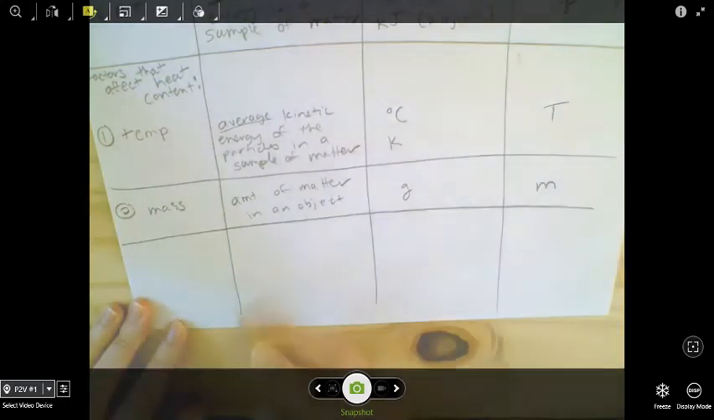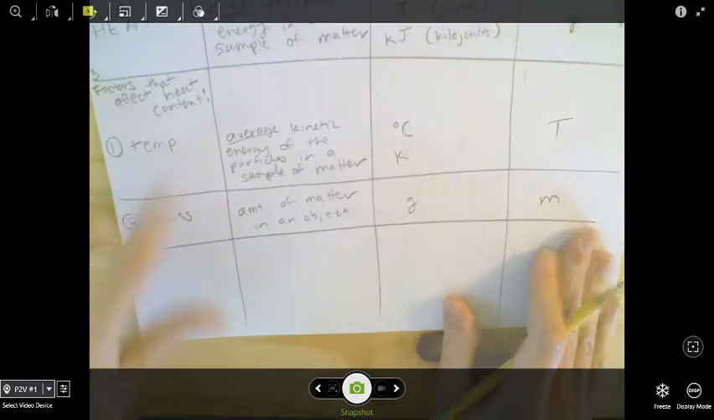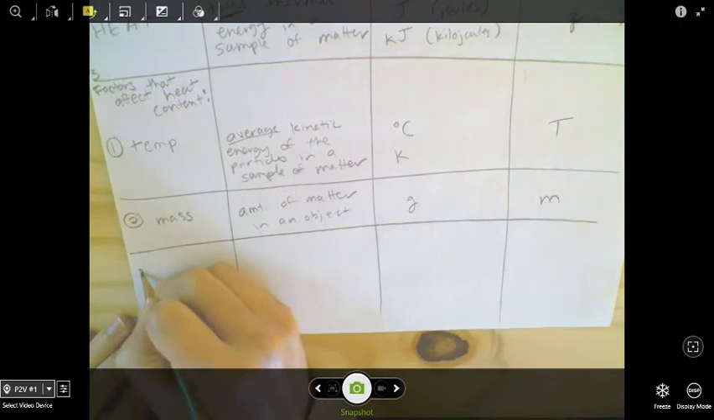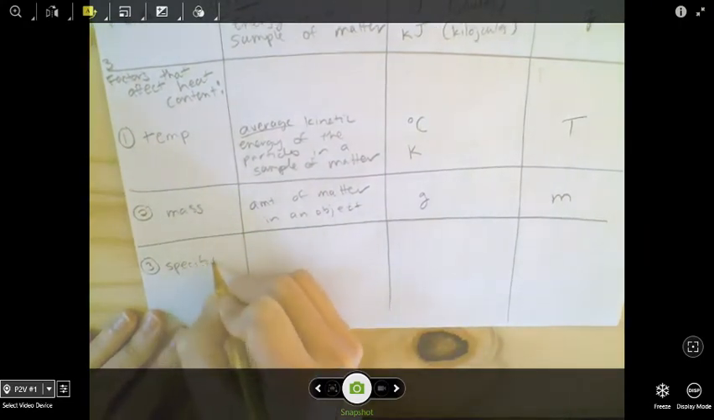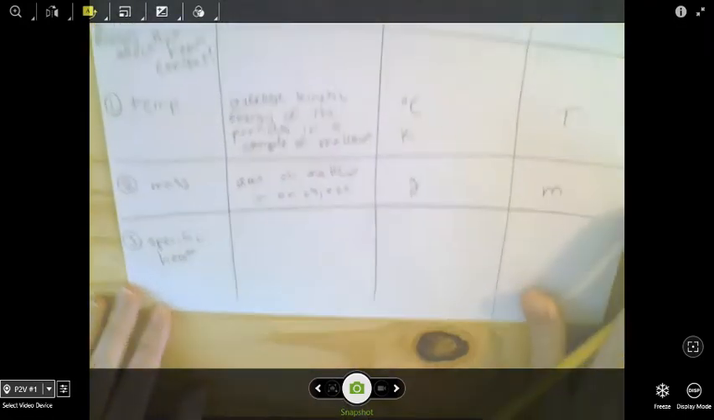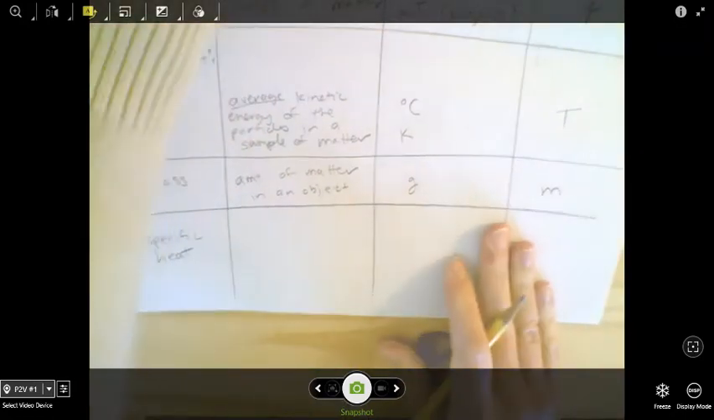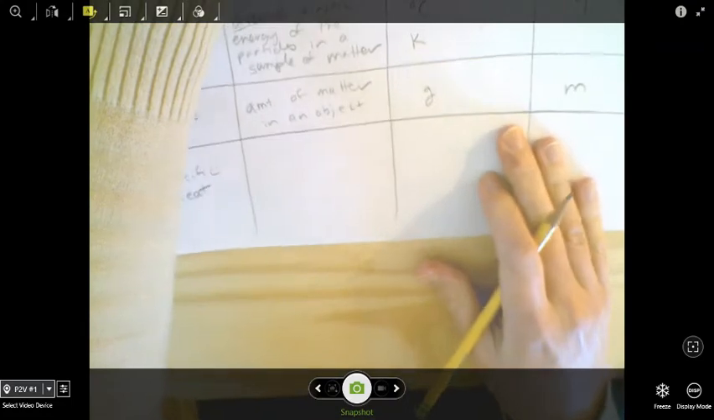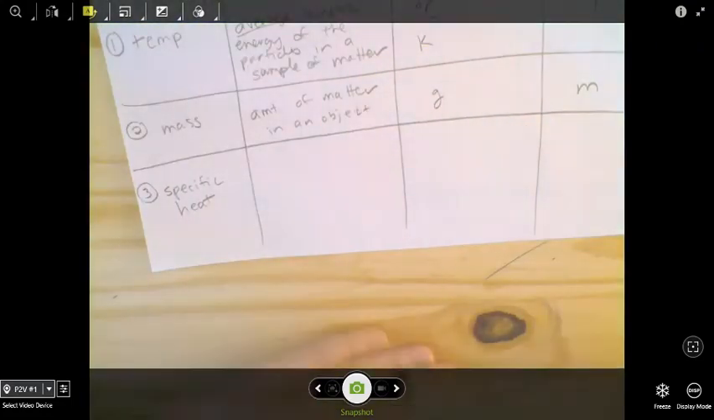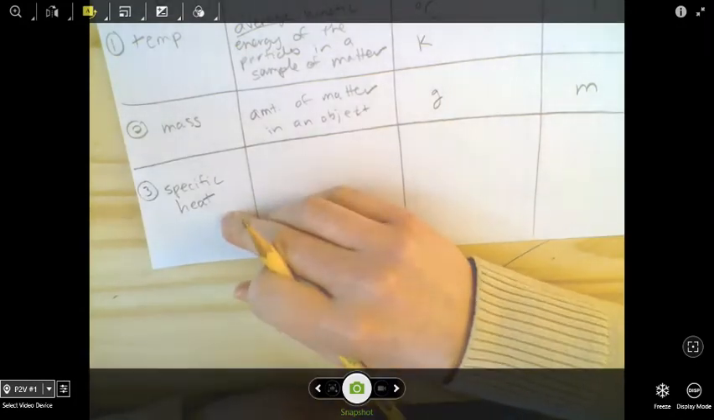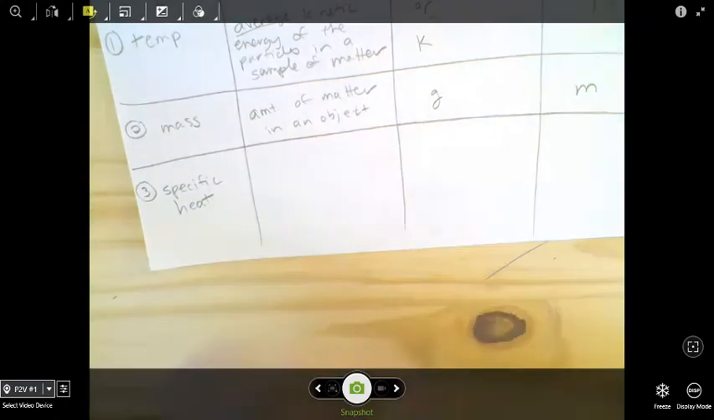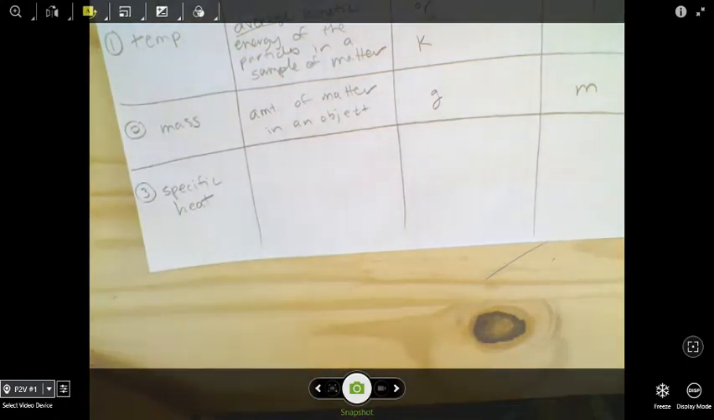All right, and then the last one. You've been talking about temperature and mass your whole life in school. The last one you probably have not talked about before. It's something called specific heat. Okay, specific heat is not heat. Specific heat is like a characteristic of something. It's kind of like density. Just like water has a density of 1, water has a specific heat of 4.184. It's a characteristic about a specific material that you look up in a chart, basically.